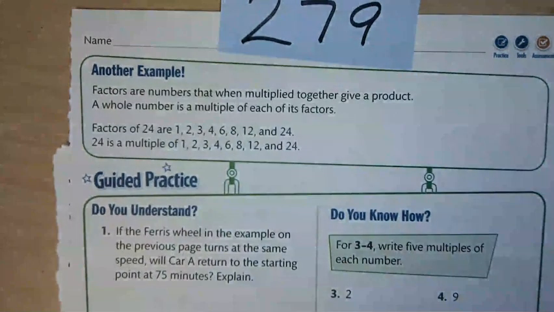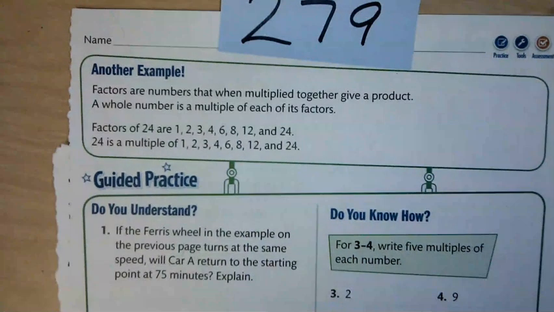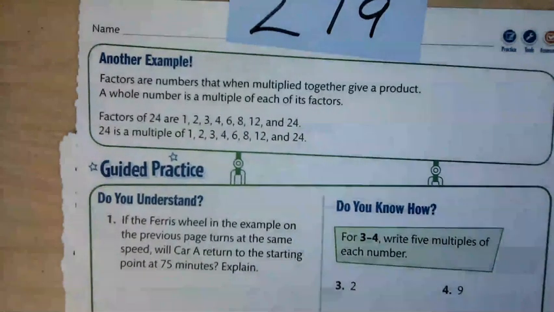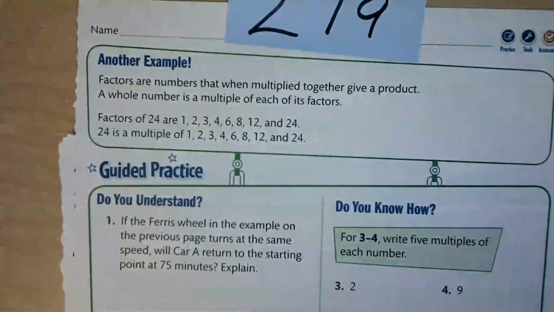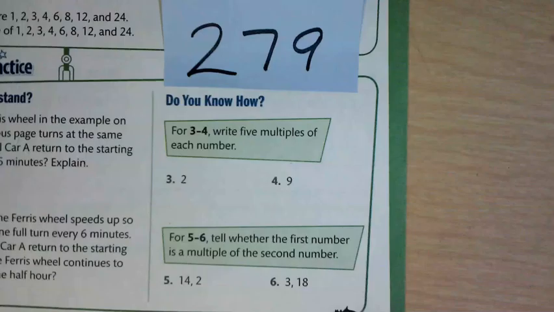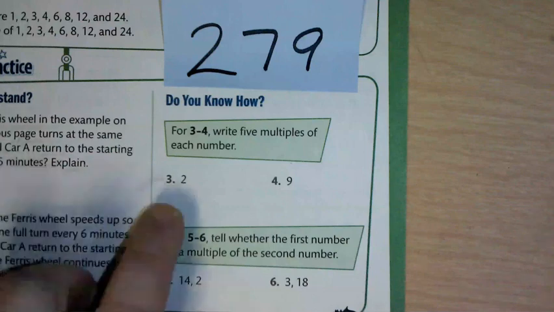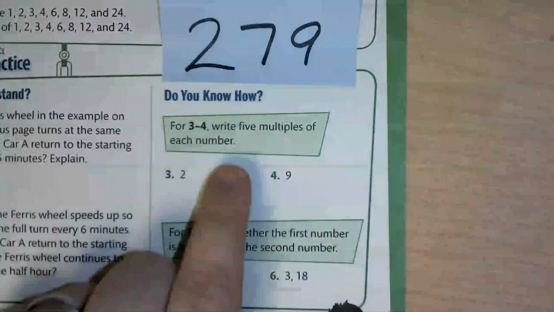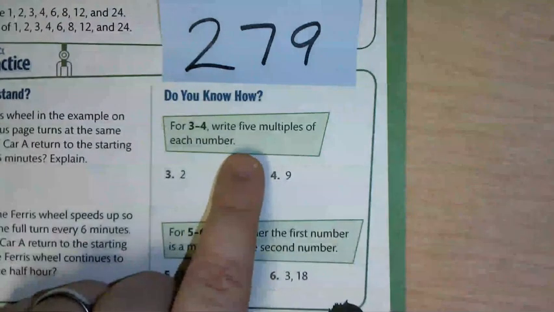All these different ones I can multiply there. So that's why those are going to be our multiples. Let's go ahead and slide down to number 3 and check out our Do You Know How? All right, so on numbers 3 and 4, we're going to write the 5 multiples of each number.